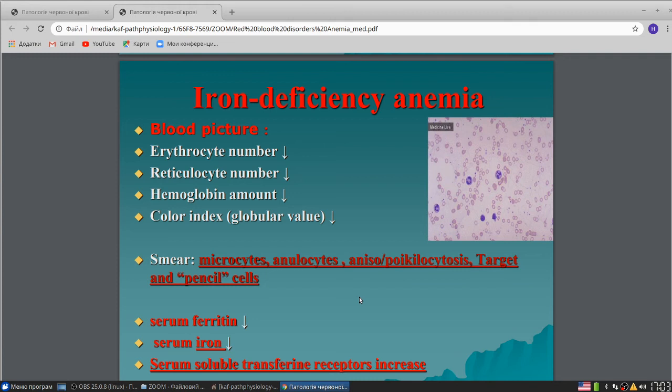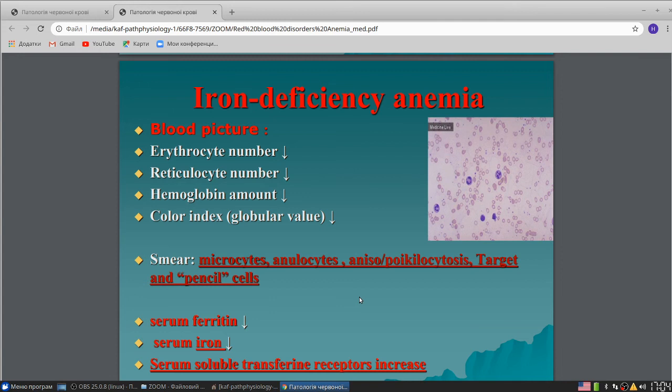excessive loss of iron with chronic hemorrhage. So chronic posthemorrhagic anemia, as a complication, can lead to the development of iron deficiency anemia, this erythropoietic anemia. In the blood of patients with iron deficiency anemia, we will see a lower level of erythrocytes and insufficiency of reticulocytes, so this anemia will be hyporegenerative. The level of hemoglobin will also decrease. Color index will be less than the normal level, and in the blood there will be microcytes, anisocytosis and poikilocytosis. Target cells and pencil cells will also be typical for iron deficiency anemia.